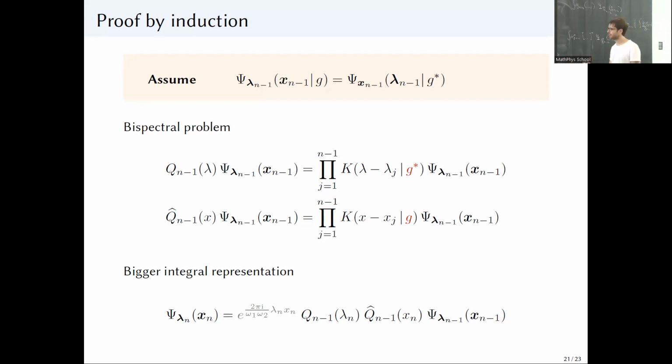So to recover the original representation, you just act with the Q hat operator on the eigenfunction, and you will obtain this K function. And after some work, you will realize that this is the original eigenfunction representation of Hallnäs and Ruijsenaars. So we want to prove this thing for the general case using this bigger integral representation. And the proof consists of just commuting these Q and Q hat operators.